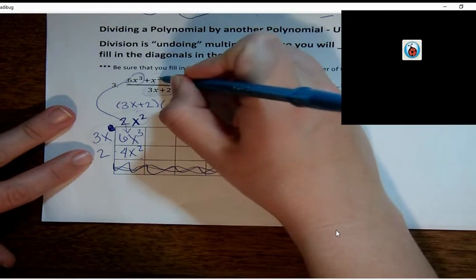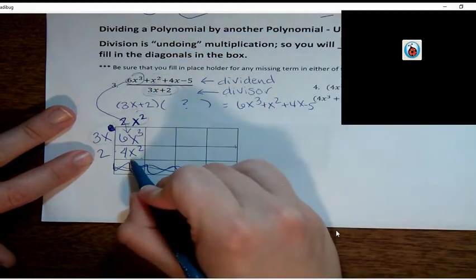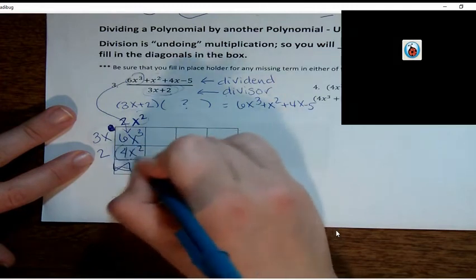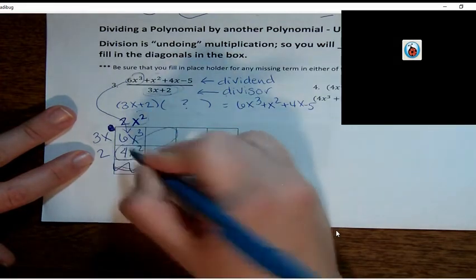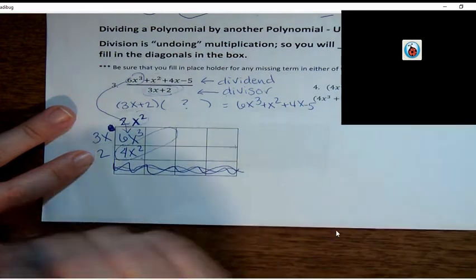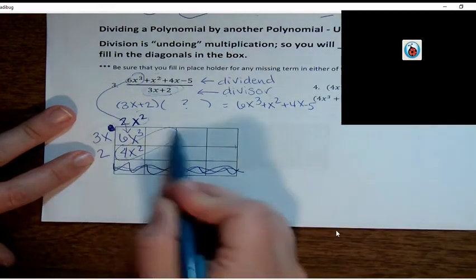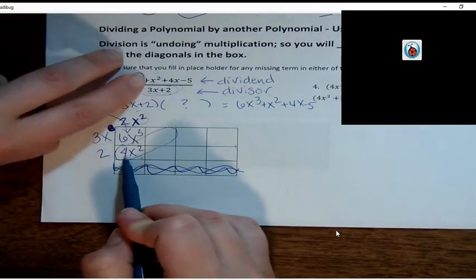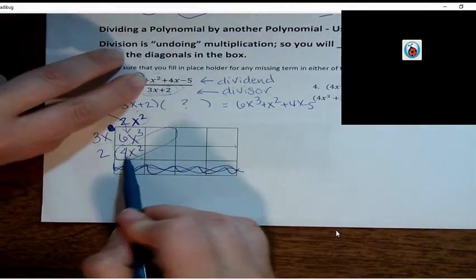Okay, I have 4x squared right here, but I need, when I add, a toddler's coming in. Hi.